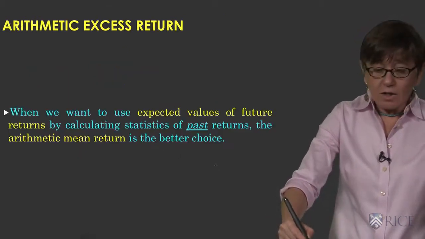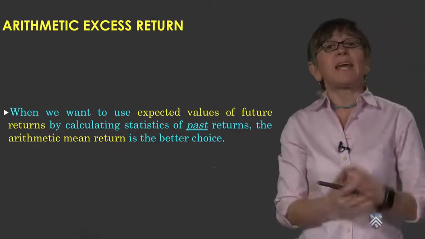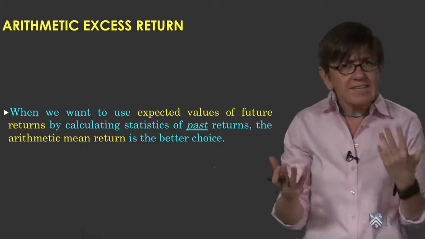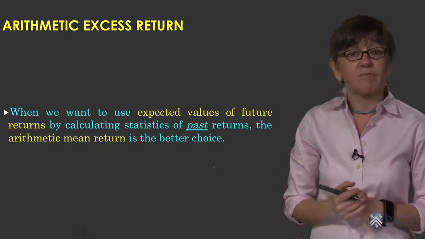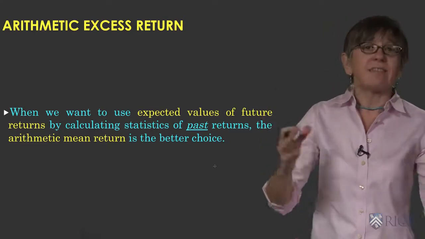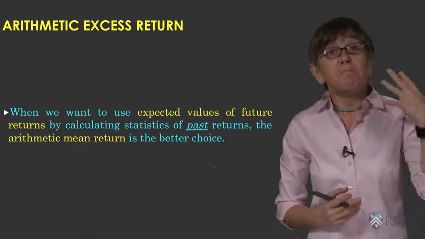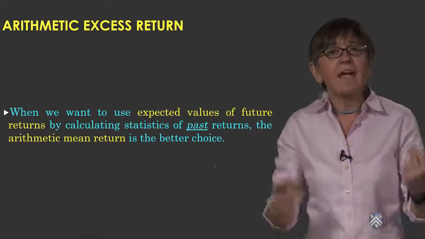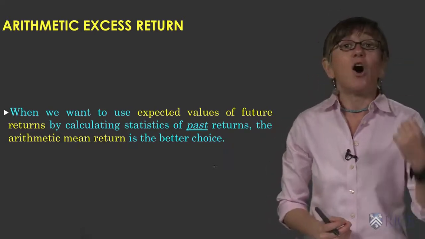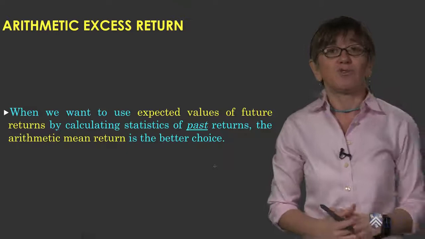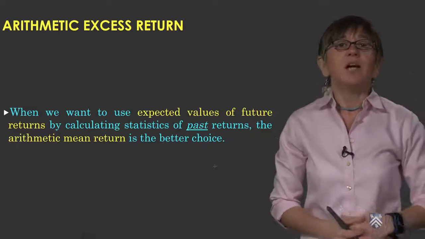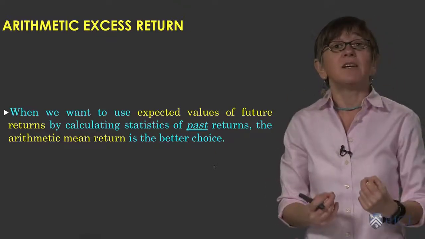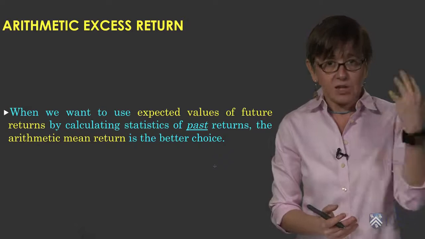Okay, so far I told you that the arithmetic excess return can be misleading when evaluating past performance. Are there any situations where we should use the arithmetic average? Yes, and these tend to be the situations where we are modeling expected values of future returns. As we saw previously, the arithmetic average is the unbiased estimate of the expectation of future returns. So the arithmetic means provide estimates that are independent of the volatility, and that's why they are unbiased.